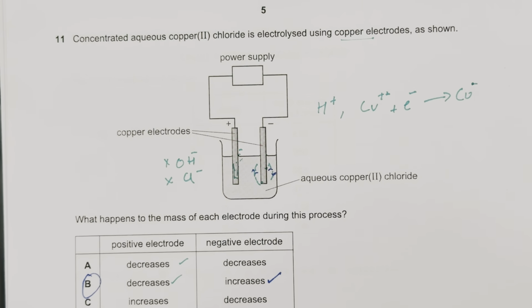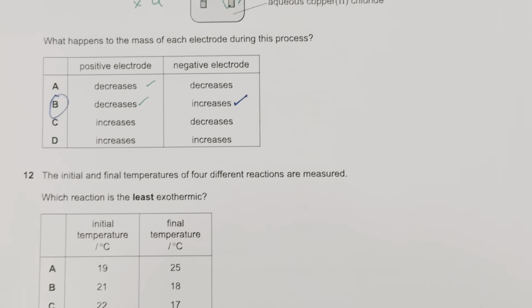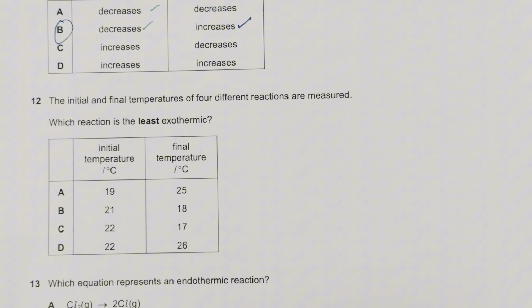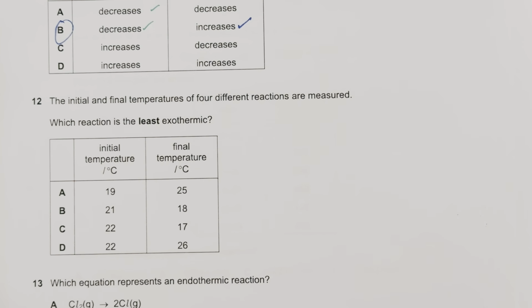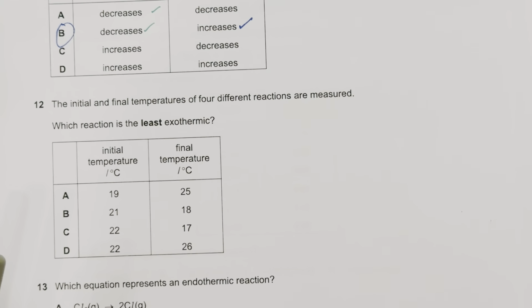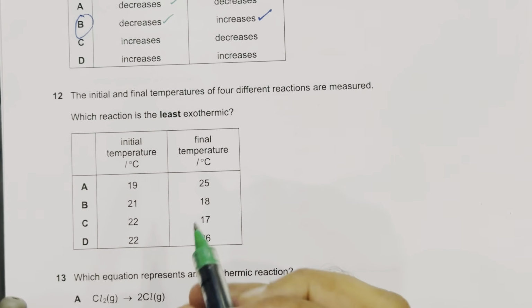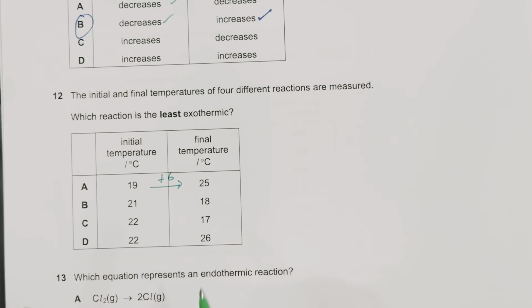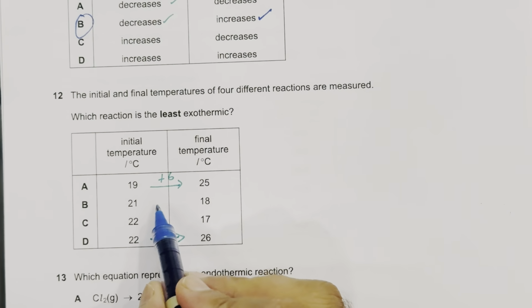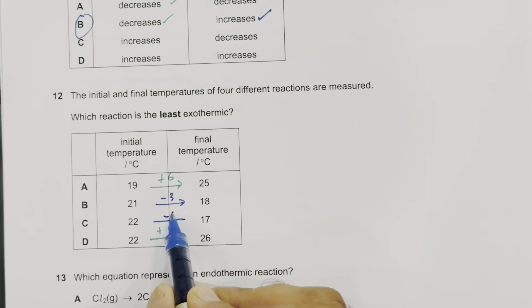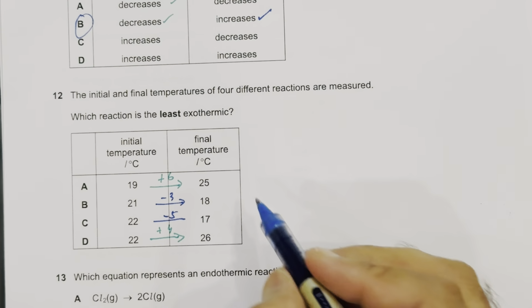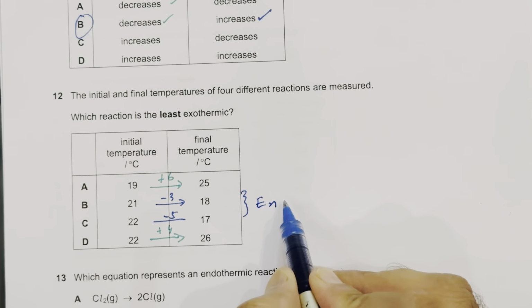Okay, moving to question number 12. The initial and the final temperature of 4 different reactions are measured. Which reaction is least exothermic? We need to identify which reaction is the least exothermic. The difference of the temperature is +6, and here the difference is +4, and over here it is -3 and it is -5. We know that these reactions would be endothermic.